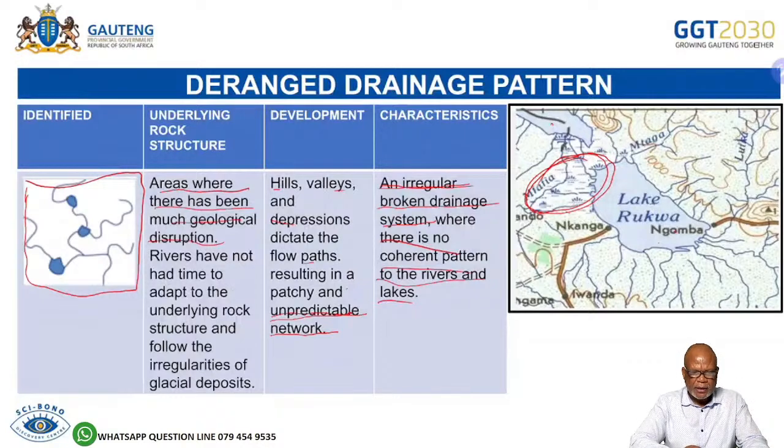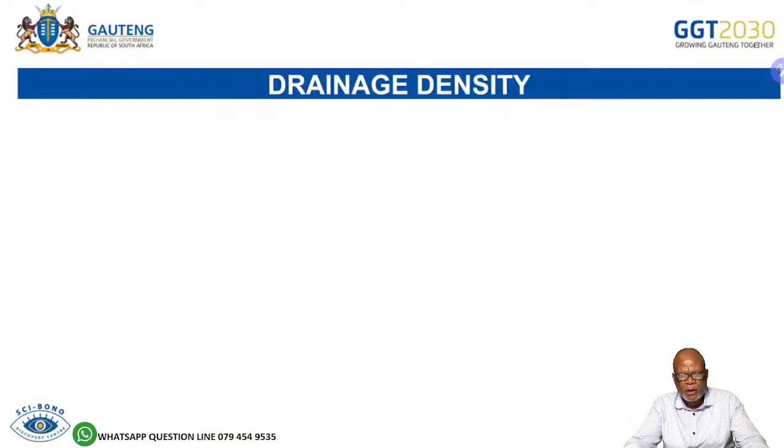Rivers have not had time to adapt to the underlying rock. So the underlying rock is not a factor here. The type of rock that is found here does not have much influence, because rivers have not had time to adapt to the underlying rock structure and follow the irregularities of glacial deposition. So the underlying rock does not play a big role in that particular stream development.